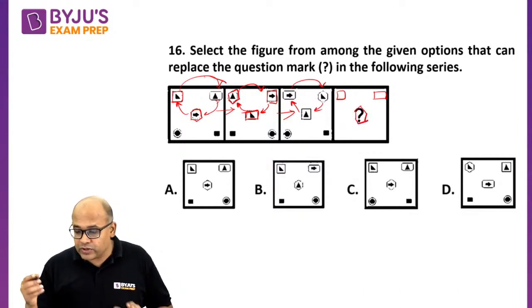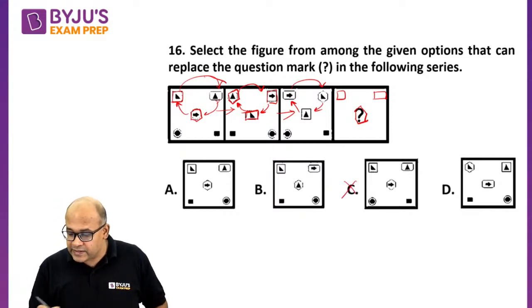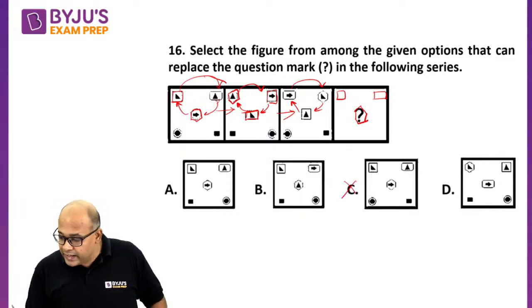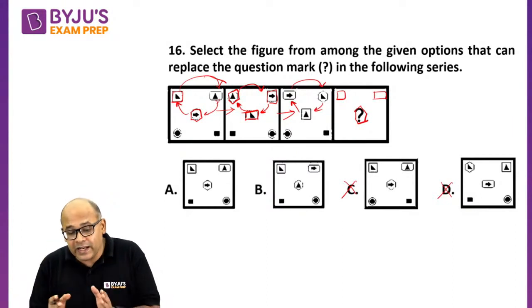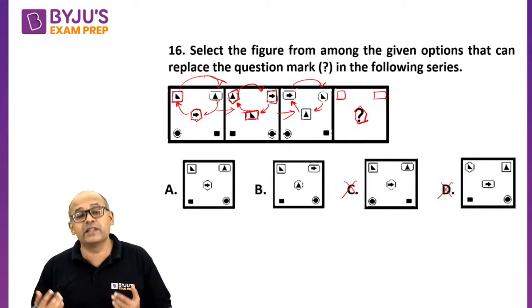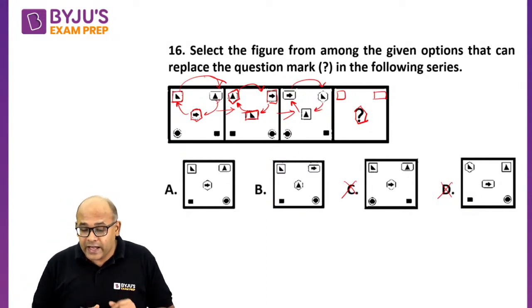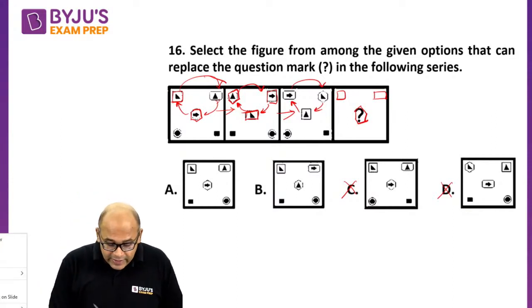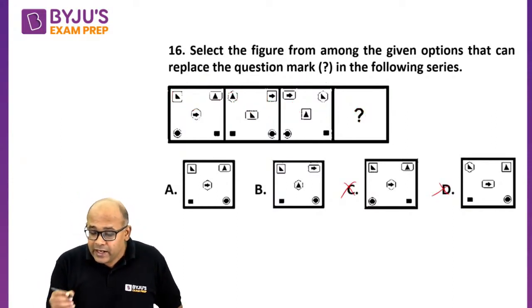And let's see what else I can eliminate. C is eliminated, then I can eliminate D. But that still leaves me A and B, because A and B have a similar outer diagram. Then what about the inner one? If you look at the inner one, since I eliminated C and D, they are moving in a counterclockwise direction.